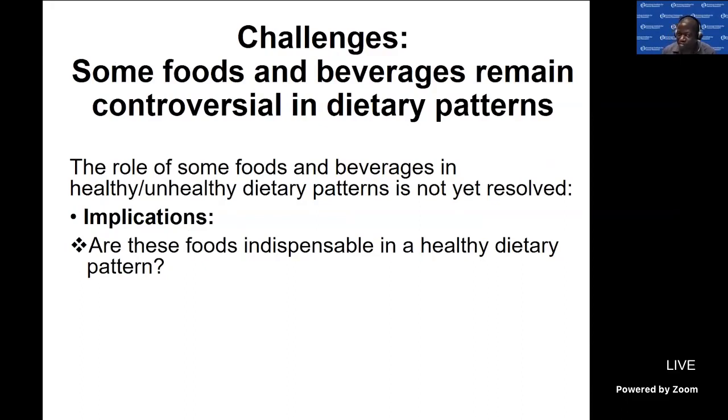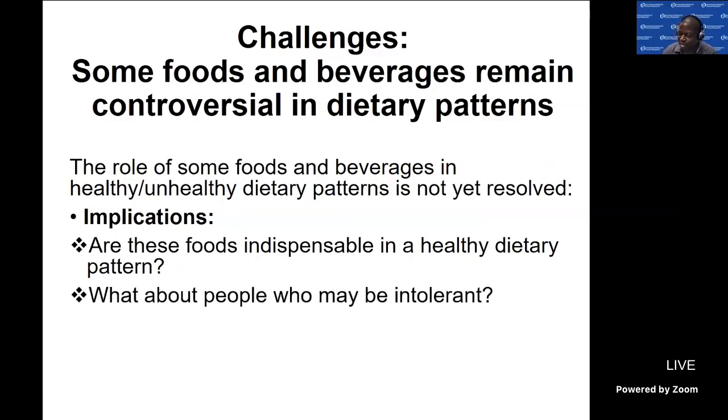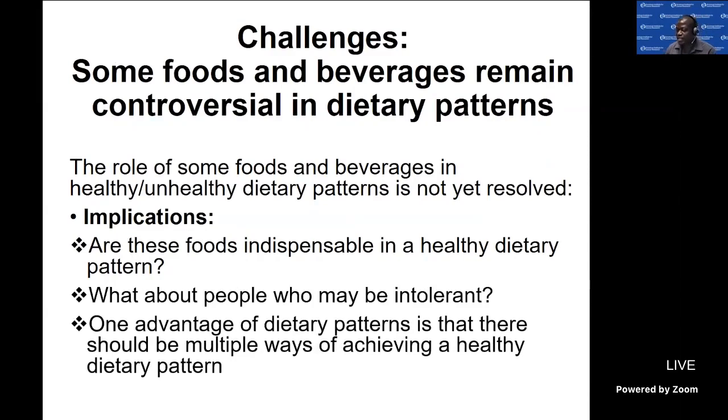The implications of this would be whether these foods are indispensable in a healthy dietary pattern. Do we need to have these foods in the dietary pattern to be able to consume a healthy dietary pattern? Some people may be intolerant. Does it mean they may not be able to eat a healthy dietary pattern? One advantage of dietary pattern, though, is that there should be multiple ways of achieving a healthy dietary pattern so that one specific food may not be indispensable.